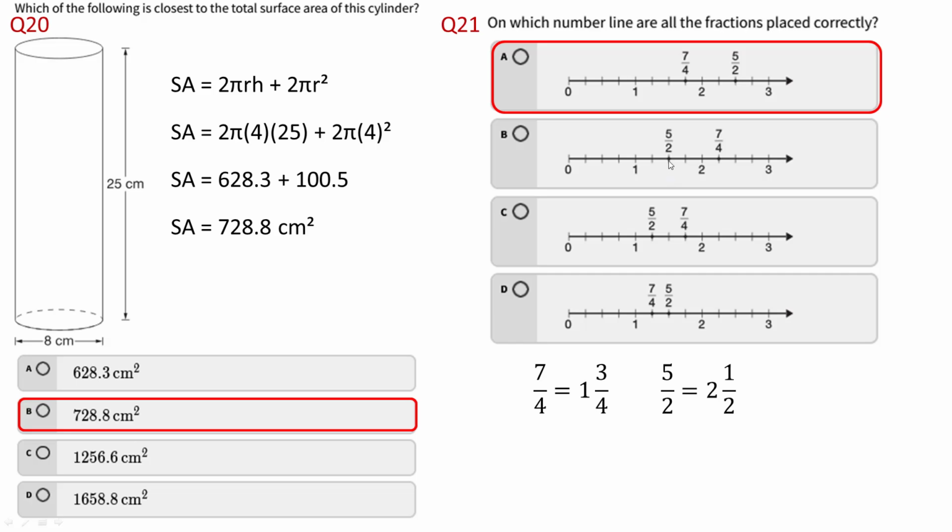Okay. See, this one's wrong. 5 halves is 2 1/2. That should be over here. And see, that would actually be 2 1/4. This would be 1 1/4. Now, that one's actually in the right spot, but this is the one that's wrong for C. And see, that would be 1 1/4, not 7 quarters. And see, the 5 halves should be over here.